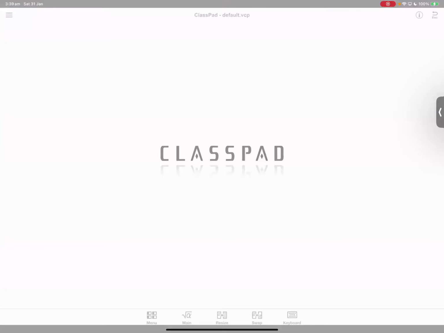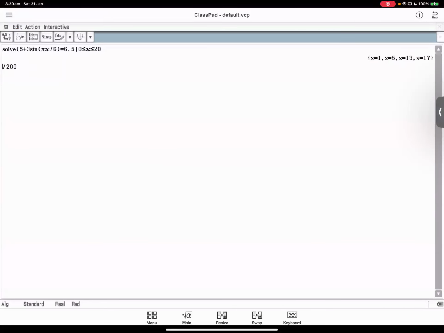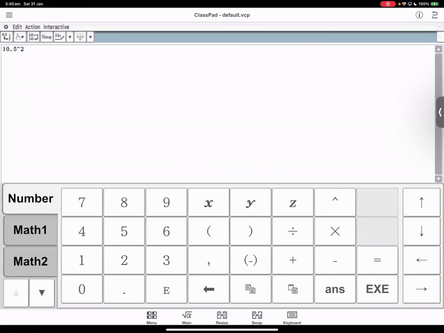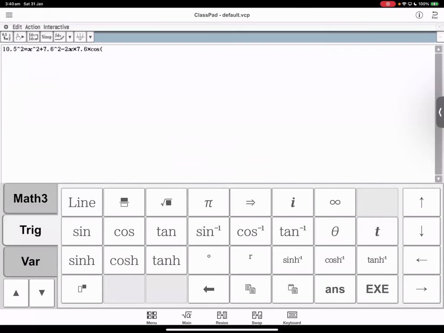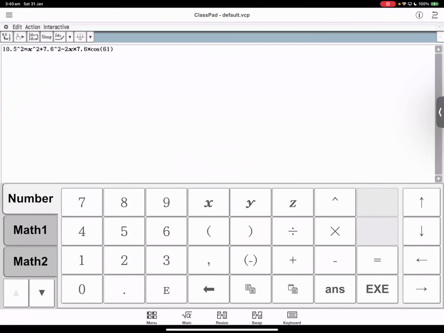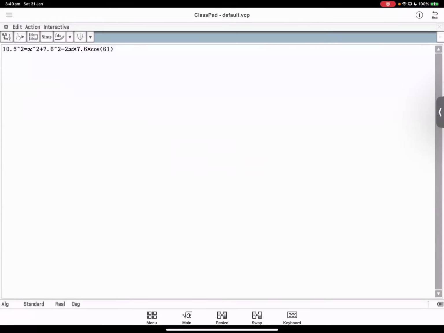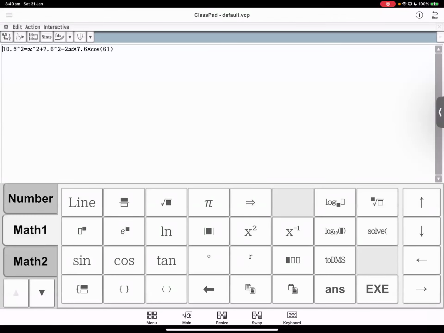As a Year 10 student, I would have a class pad. So rather than doing three lines of working, which takes forever, I'd be writing on my class pad 10.5 squared equals, what's the other side? One's x. What's the other one? 7.6. 7.6 squared minus 2 times x times 7.6. And I forgot what the angle in between was. Cos of what? 61. And I just make sure I'm in degrees, not rad, and in decimal. And I put a solve in front of that, and I get two answers.